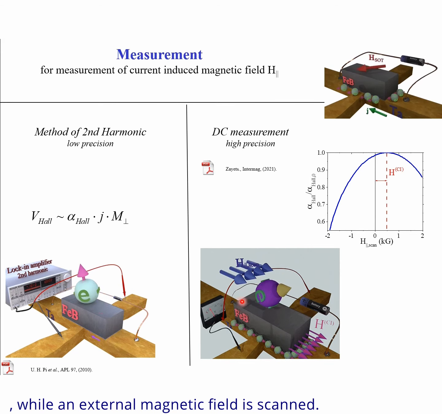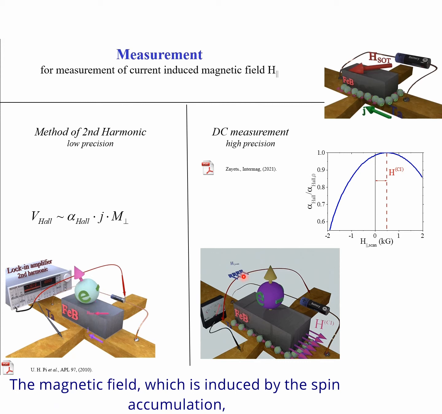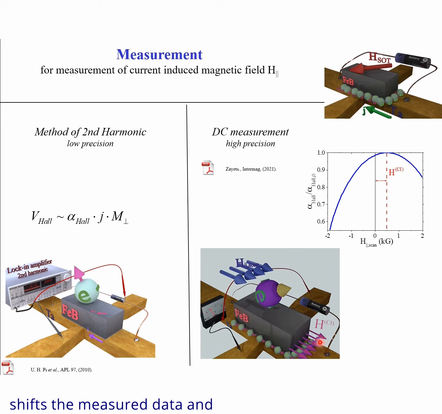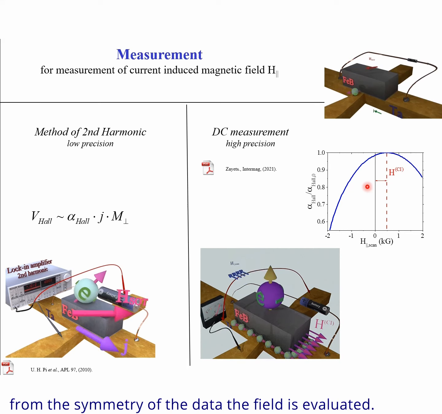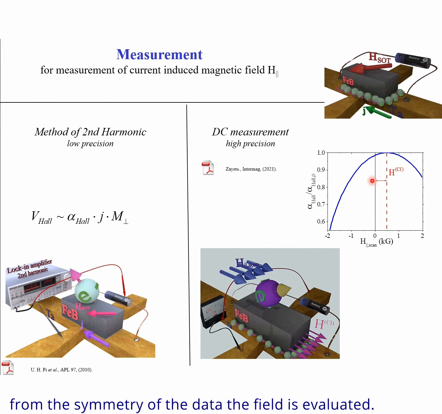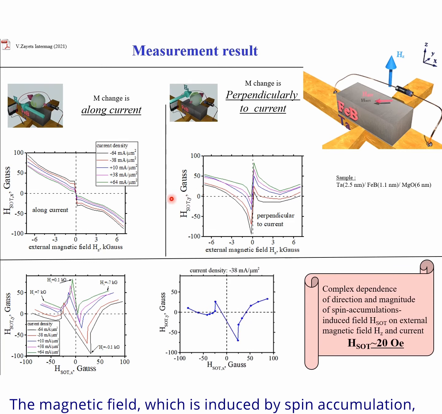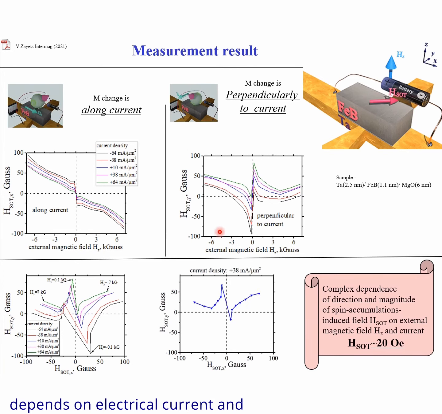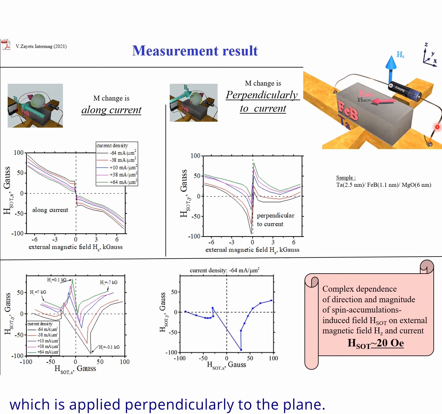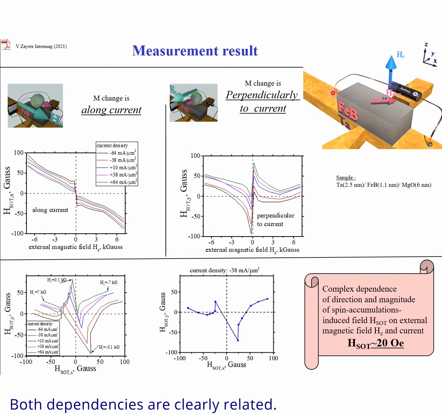While the external magnetic field is scanned, the magnetic field induced by spin accumulation shifts the measurement data, and from the symmetry of the data the field is evaluated. This slide shows the measured result. The magnetic field induced by spin accumulation depends on electrical current and on the external field applied perpendicularly to the plane. Both dependencies are clearly related.